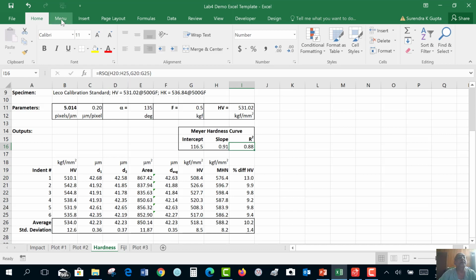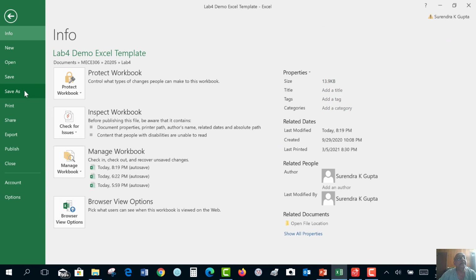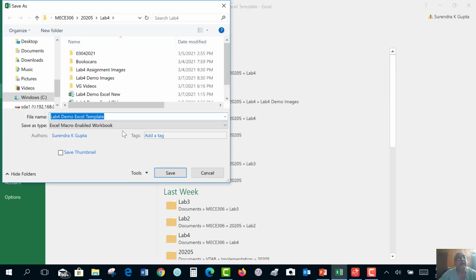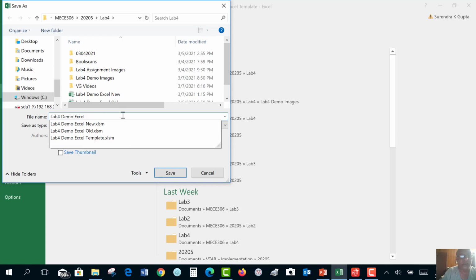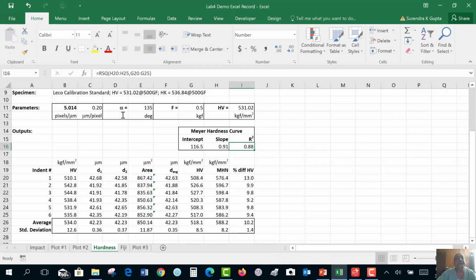Okay, so let's go ahead. File, save as, and I want macro enabled book, and let's just say lab record.